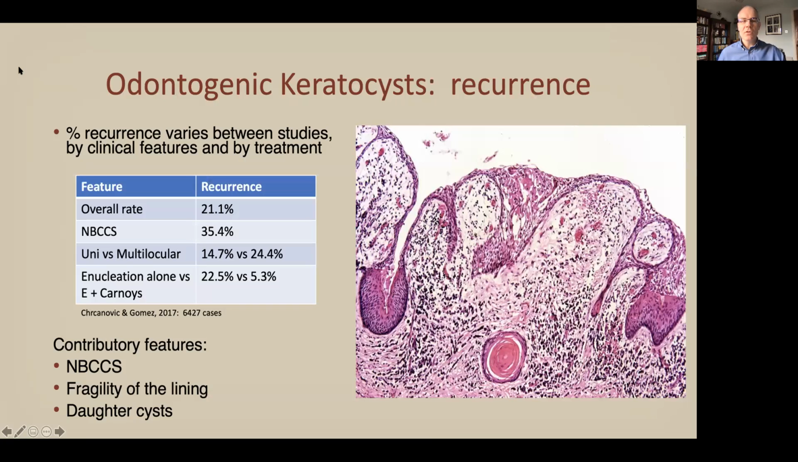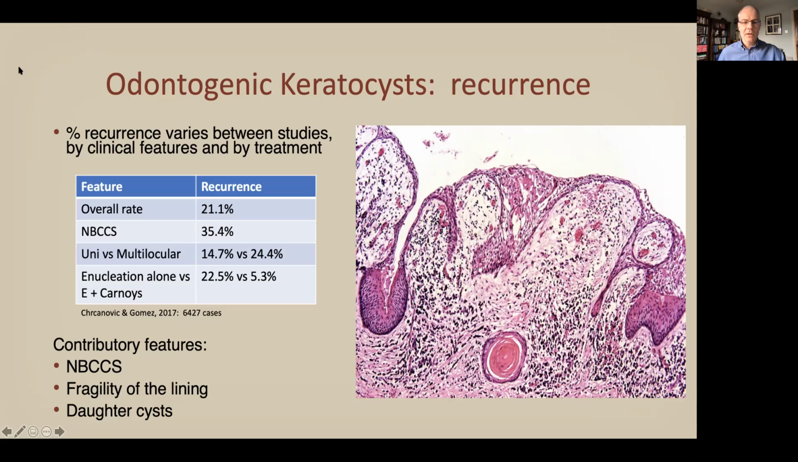The main problem with odontogenic keratocysts, as many of you are aware, is the recurrence rate, and that varies markedly across the literature. We have to take into account a number of different features. For example, is the lesion associated with nevoid basal cell carcinoma syndrome? And these syndromic odontogenic keratocysts do have a greater risk of recurrence. The overall rate for all comers is about 20%, and in nevoid basal cell carcinoma syndrome about 35%.